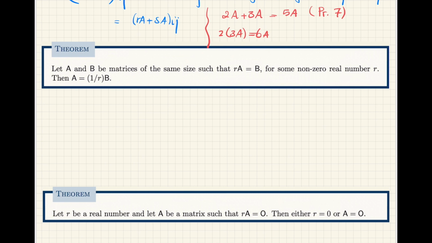Okay, but this is again normal. Why is this correct? Because you are telling me that r is a non-zero real number, what I can do, so let me write the proof here.